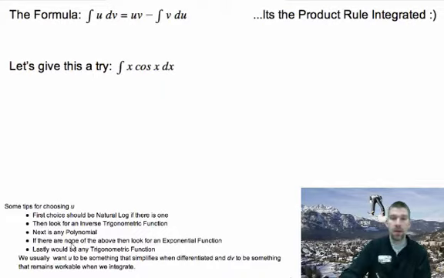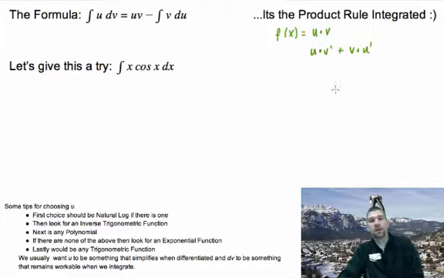Remember, the product rule says if we've got f of x equals u times v, then what we have is u times v prime plus v times u prime. Okay, that's your product rule.